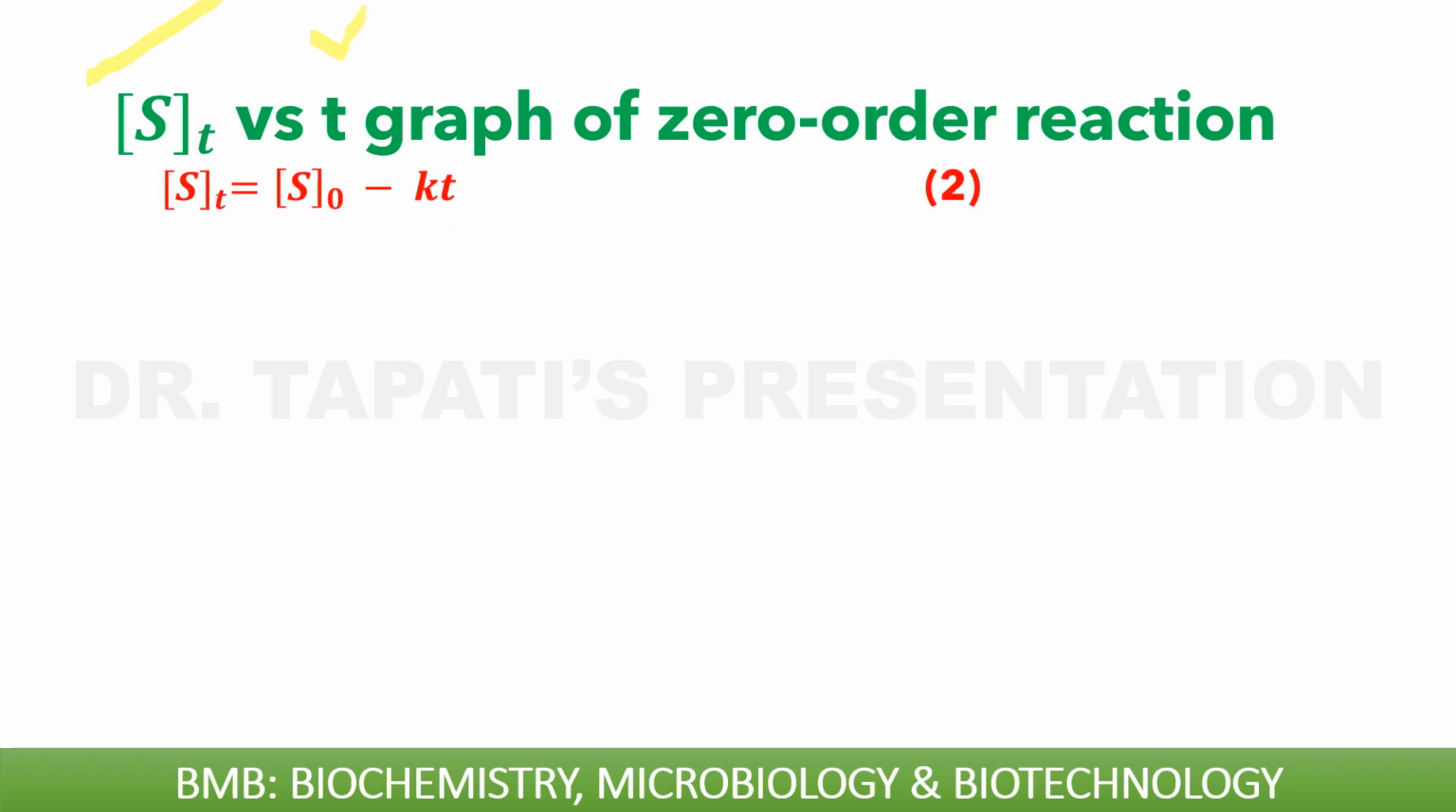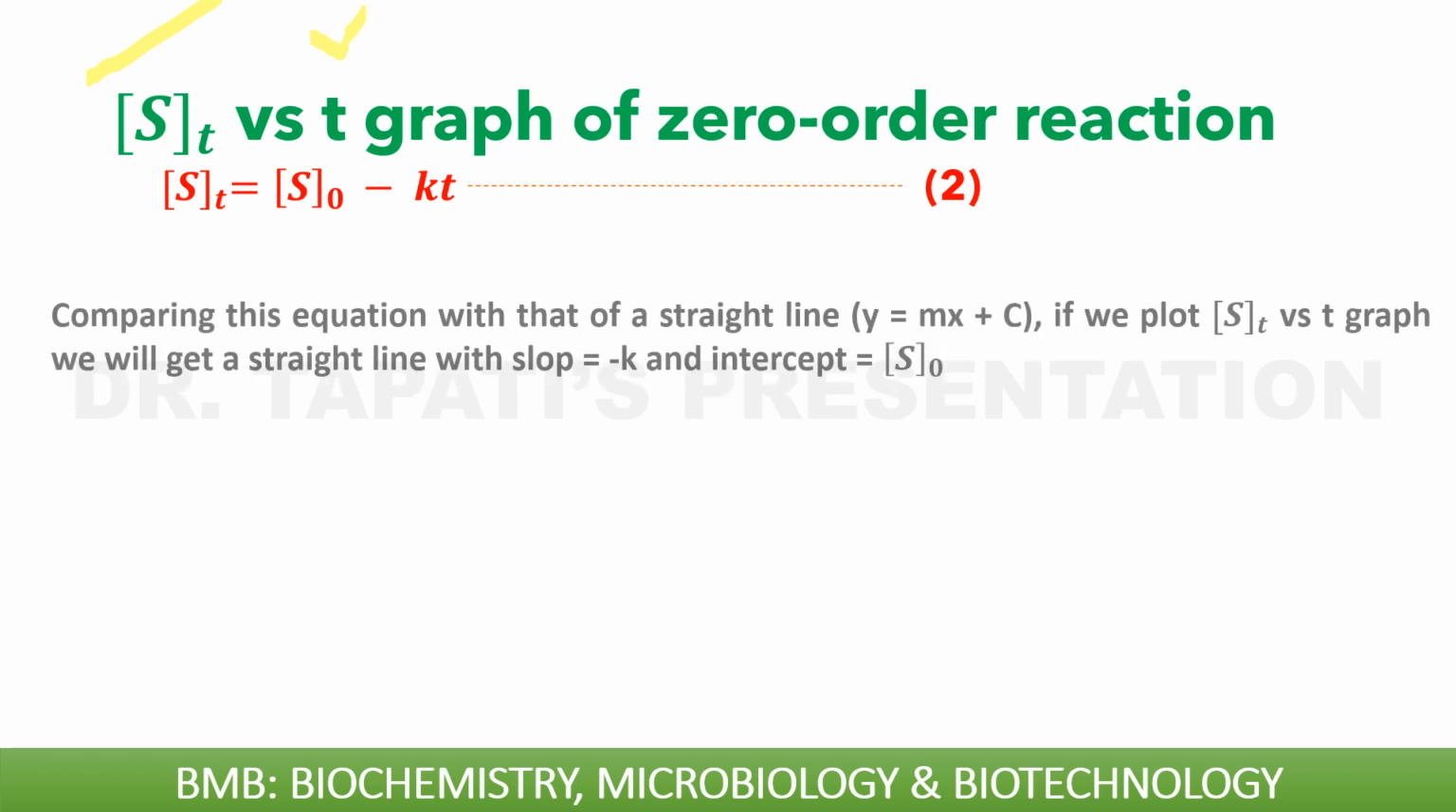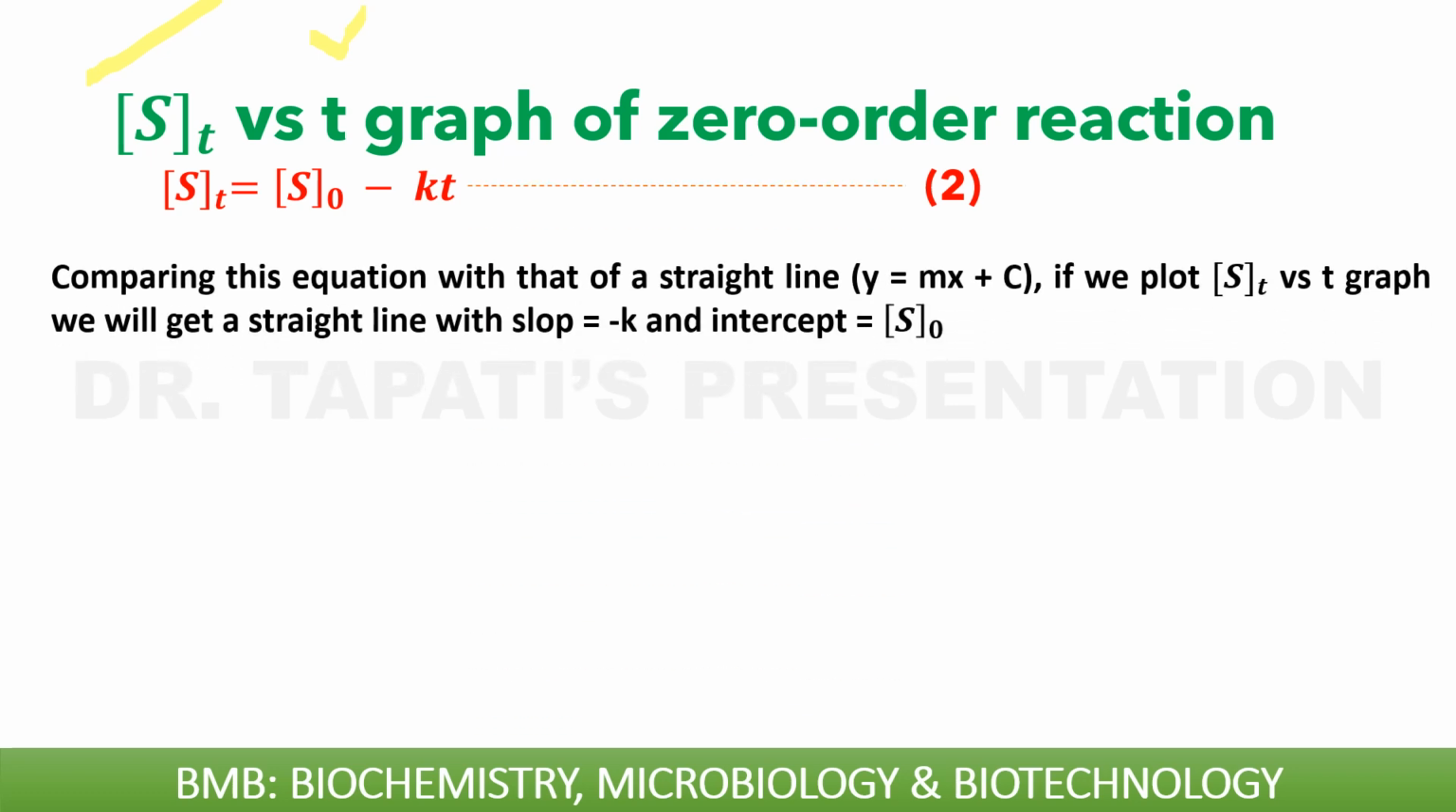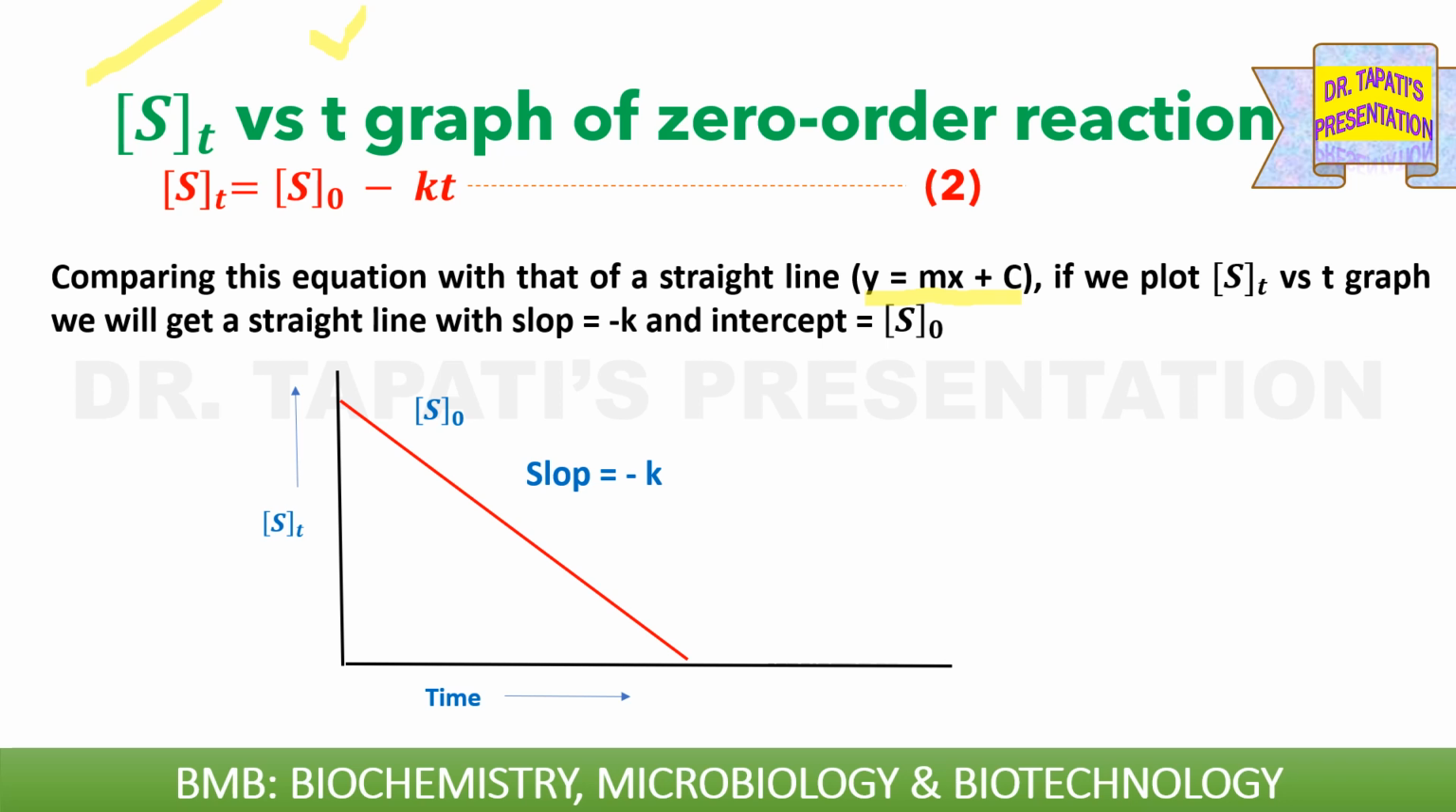In that case, as I told you in my previous slide, St is equal to S0 minus Kt, which is equation 2. If you compare this equation with that of the straight line y equal to mx plus c, and if we plot St versus t graph, we will get a straight line with slope minus K. Slope is minus K and intercept is S0. That means initial concentration of the substrate.